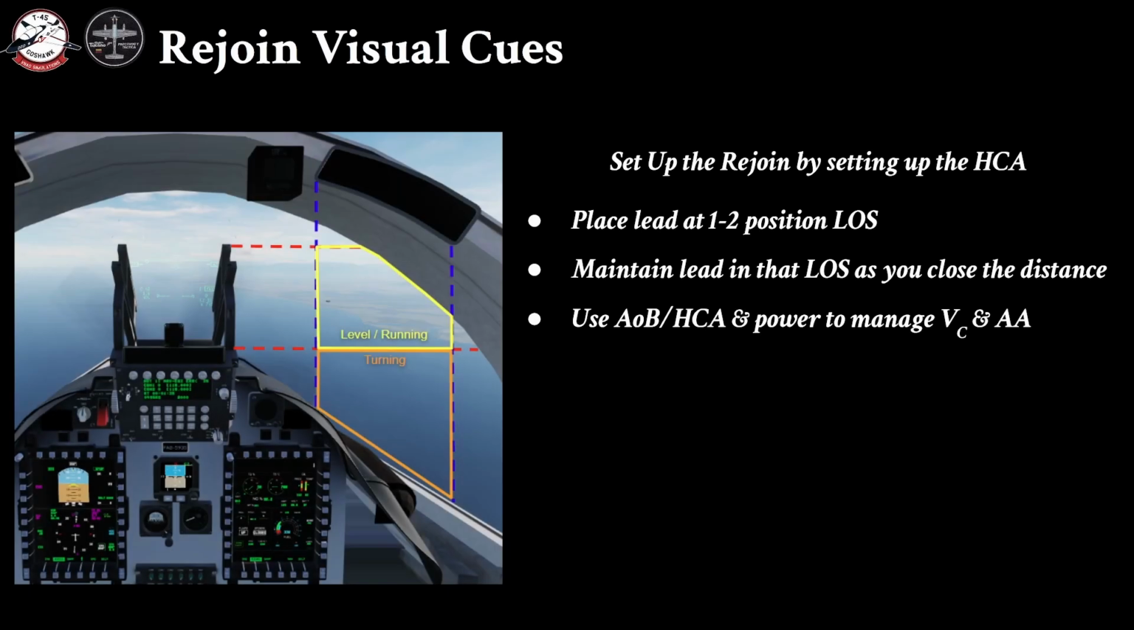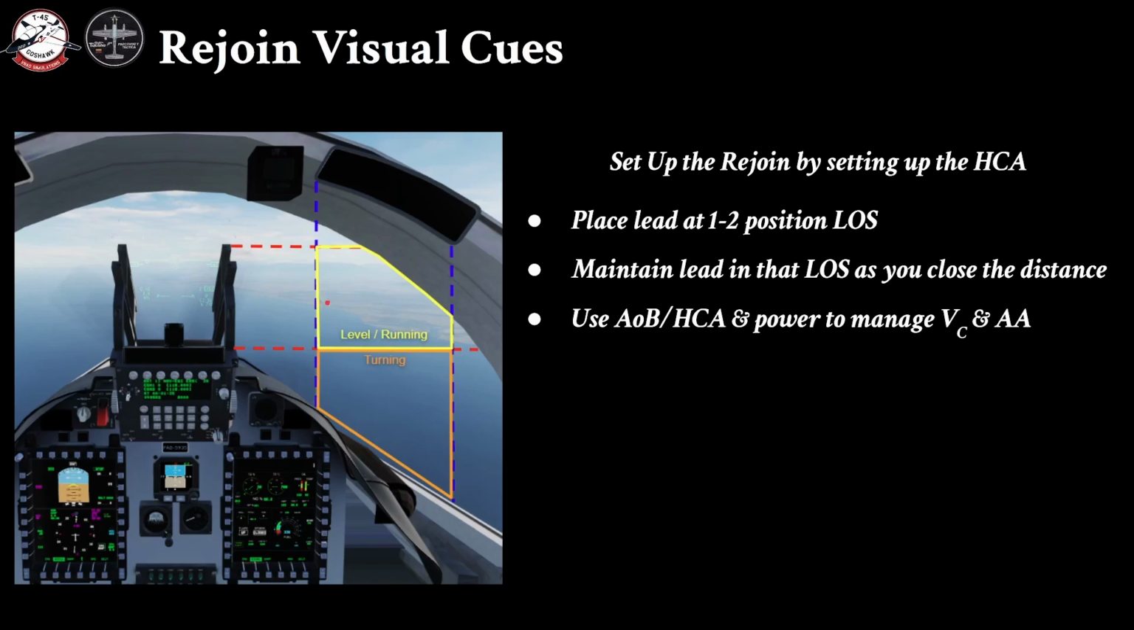Okay, so what visual cues are we looking for, right, to know that we can set up a good rejoin? You look here on this image over here on the left, right? So you have these 2 spots. So you draw a line from the top of the HUD and the bottom of the HUD. And this is going to be pretty universal for most aircraft, right?